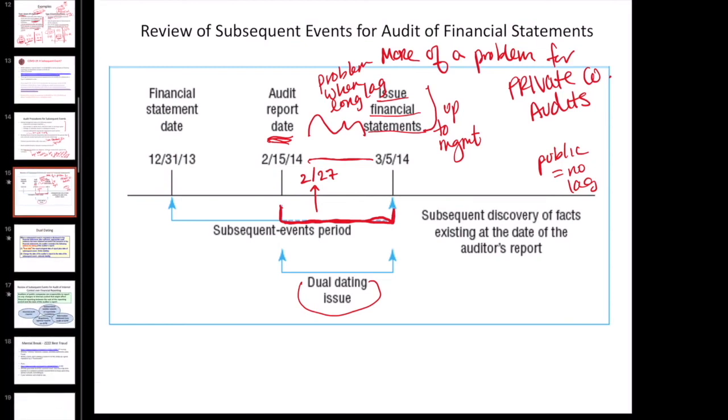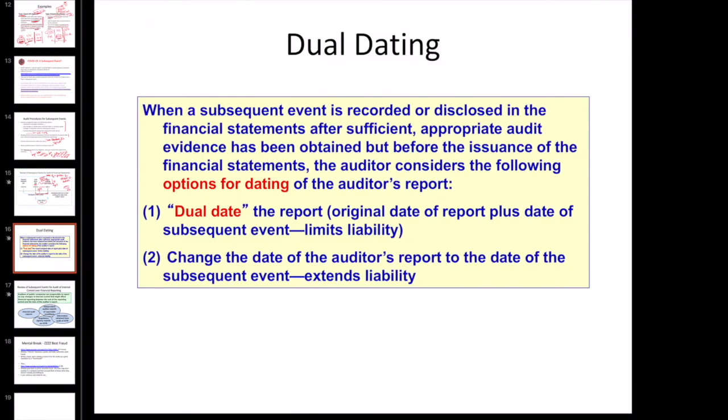Do I create a whole new audit report? Is my report going to have to be dated 2/27? What's going to happen? So I actually have a couple of choices here. My second choice, which is the kind of the inferior choice here, is to date my whole report 2/27. It's kind of what I was saying on the last slide. So this is me changing the whole date of the report, changing everything to 2/27.